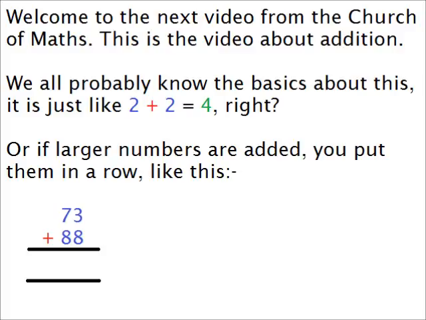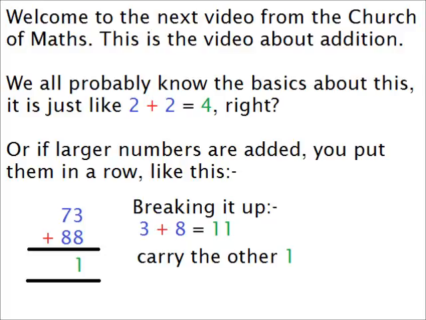73 plus 88. Breaking it up, you add the units, which are the ones on the right. 3 plus 8 equals 11. The unit for that is 1, and you carry the other one, which is in the tens, and you add that to the other tens, so they all add up to 7 plus 8 plus 1, which is 16, and you add the 16 on the front of the 1 to get the answer of 161.